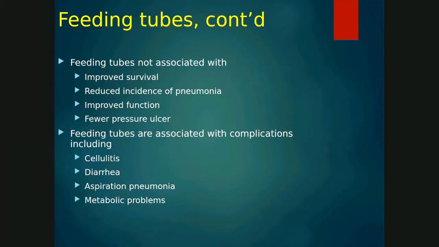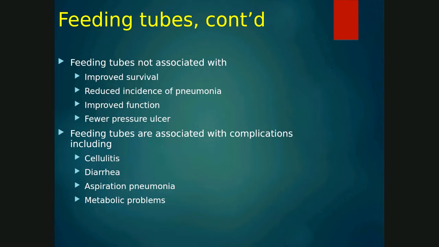And that's because feeding tubes are associated with complications and risks such as aspiration pneumonia, metabolic problems, diarrhea, cellulitis, and they don't necessarily improve survival. They don't reduce incidence of pneumonia. They don't improve function, and they don't result in fewer pressure ulcers. So for all the risks that you're buying with placing a tube, the benefits just really haven't borne themselves out in the data.